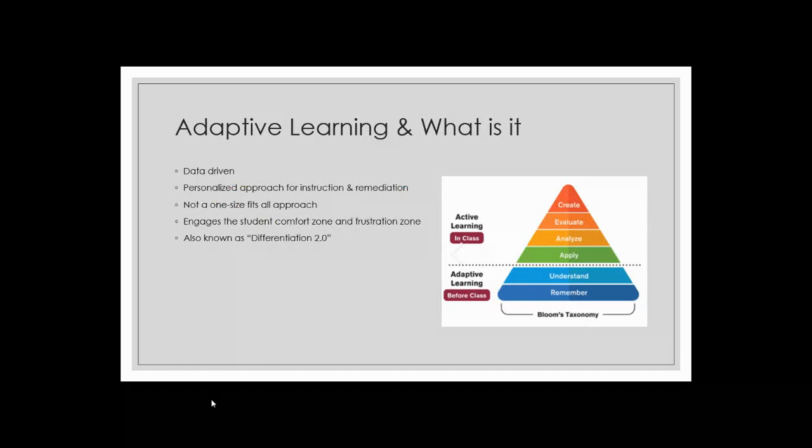So let's begin with adaptive learning and what is it? Adaptive learning is data driven, it's calculated, it's a personalized approach to instruction and remediation. It provides a customized presentation of content, it addresses unique student needs, and it optimizes real-time feedback that's based on individual student performance. Adaptive learning is the polar opposite of the one-size-fits-all approach to learning.